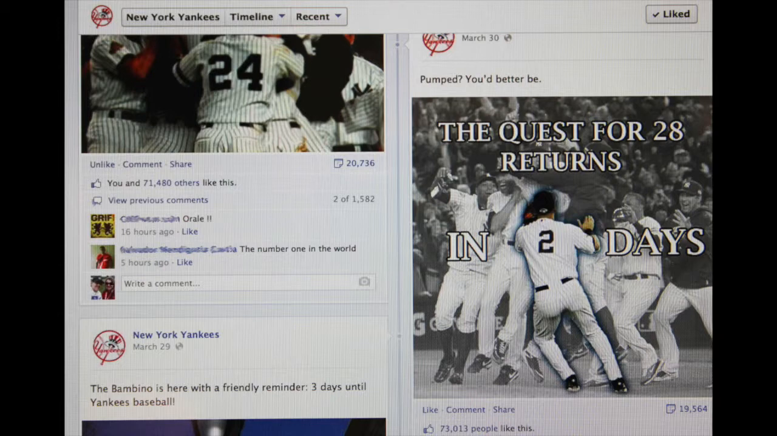In the image, we see that the baseball season starts in 2 days, and the Yankees are inviting fans to come out and witness the quest for 28 returns. That's the name of the campaign. Now, as a huge Yankees fan, I'm excited about going out there and seeing them win that number 28 championship, which is eluding us, but we'll get it.